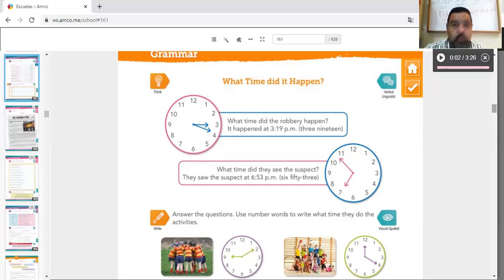But today, we're working something quite different. Más o menos lo mismo, poco diferente. Because I'm asking here, what time? What time is an expression that we use to ask, ¿a qué hora? I can say, what time is it? Which means, ¿qué hora es? Yeah. What time is it? Diego? Oh, teacher, it's like 11:20. Okay.